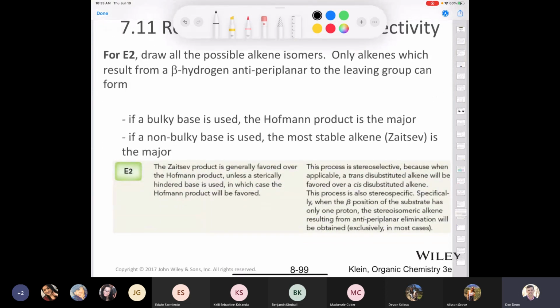E2 reactions are cool because you have to evaluate beta hydrogens, and sometimes we have more than one beta hydrogen, right? If you use a bulky base like potassium t-butoxide, let's say, in that case, you're going to get the Hofmann product as the major product because it's going to go for that low-hanging fruit, those least hindered protons, which will produce the Hofmann product. If you use a non-bulky base, like ethoxide or methoxide or hydroxide, in that case, you're going to get the Zaitsev product as being the major product.